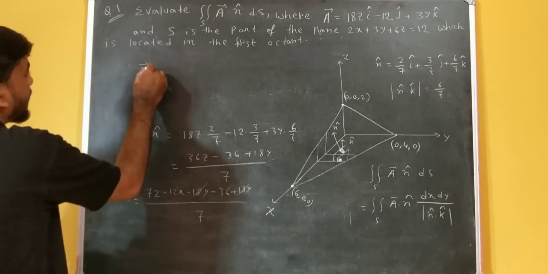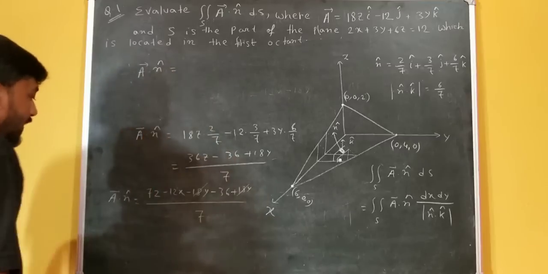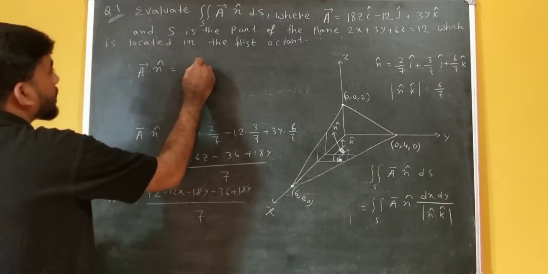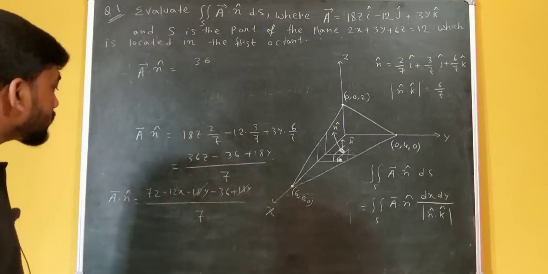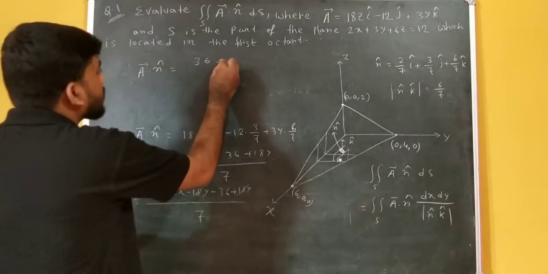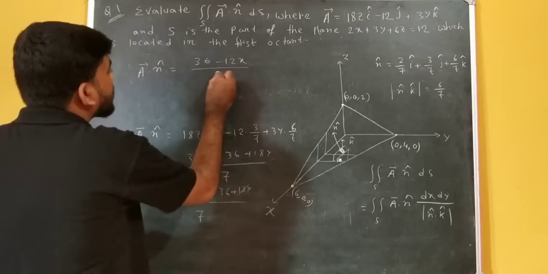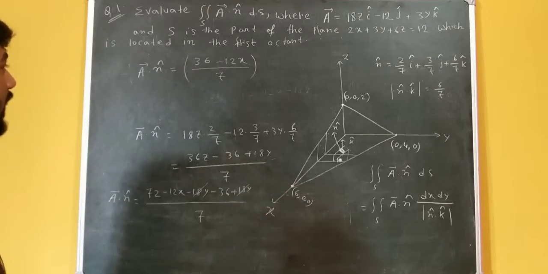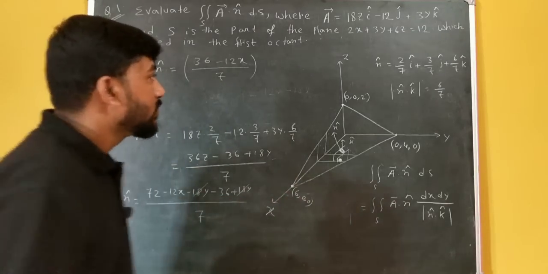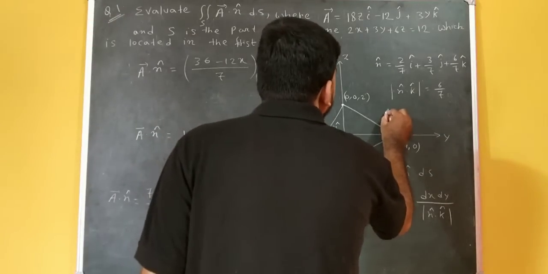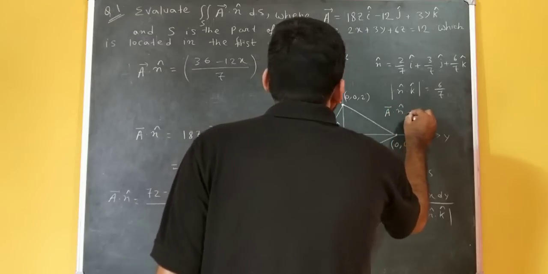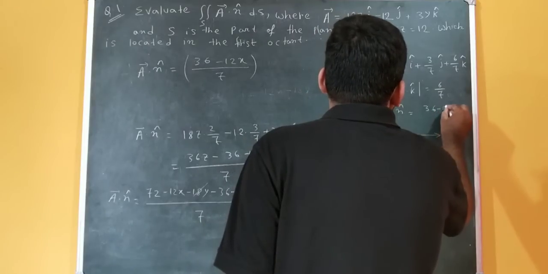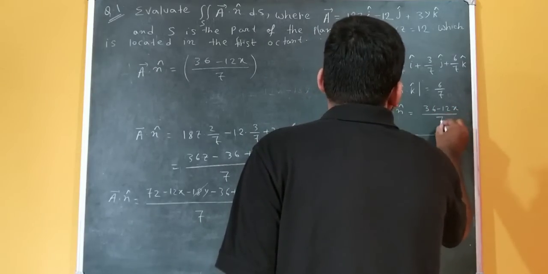So finally we will get that a dot n cap is equal to 72 minus 36, that will be 36 minus 12x divided by 7. So this is a dot n cap. Now I can put in this integration. So let me write it again here. So a dot n cap is nothing but 36 minus 12x divided by 7.